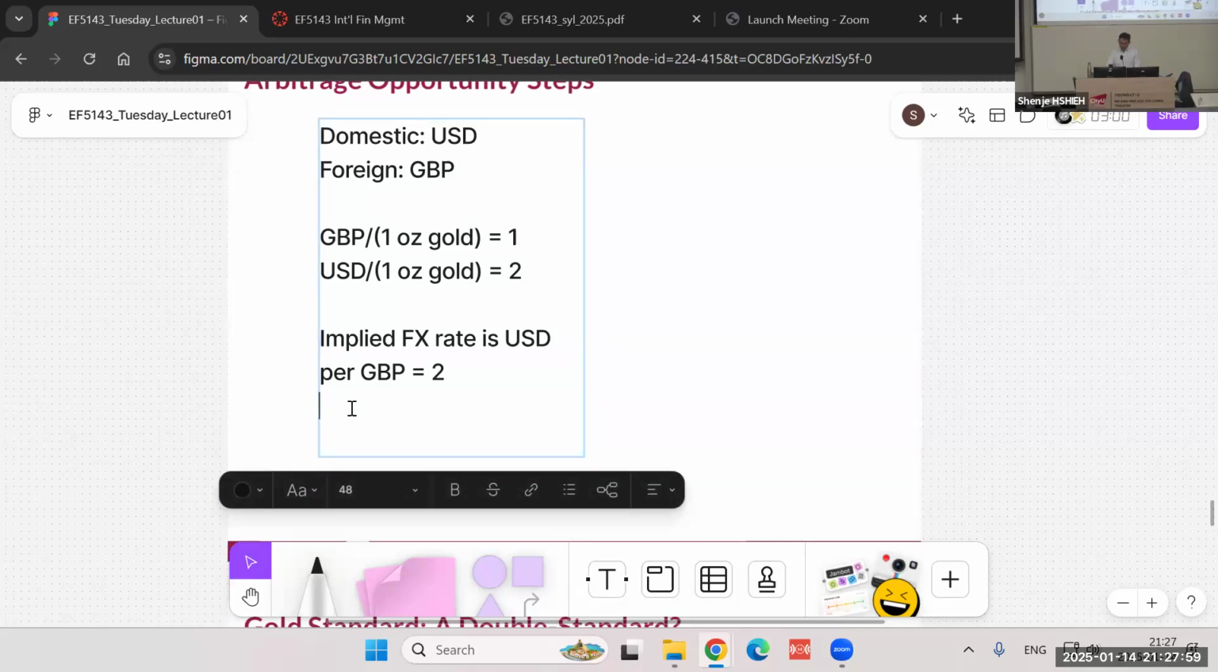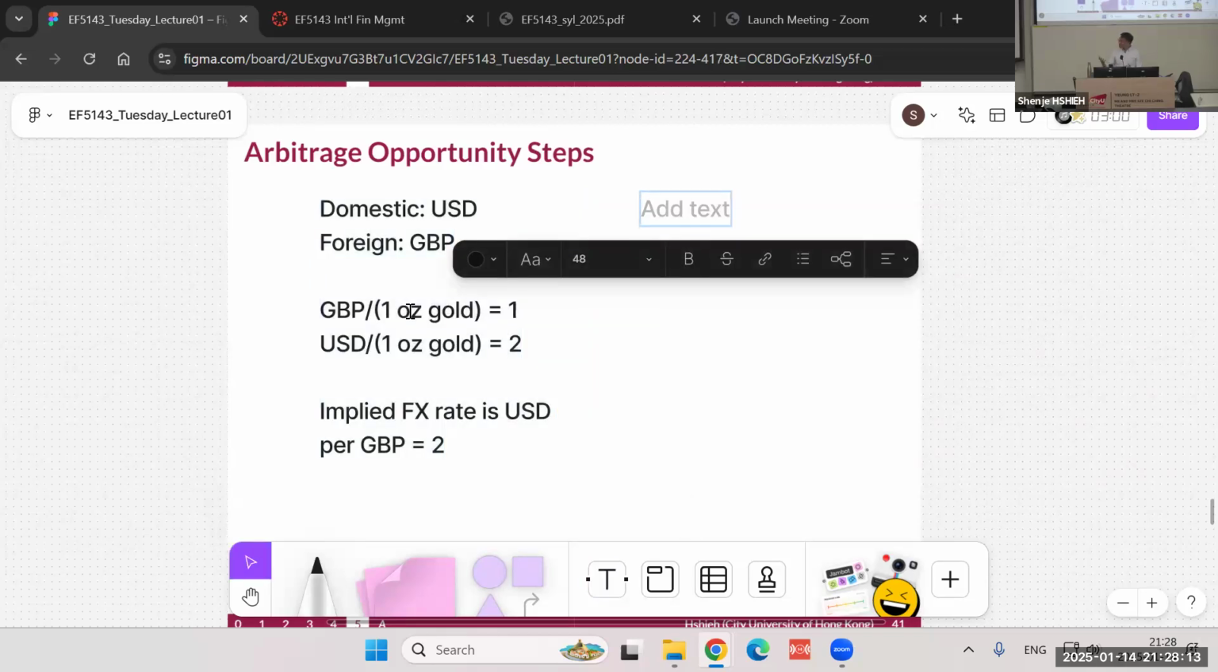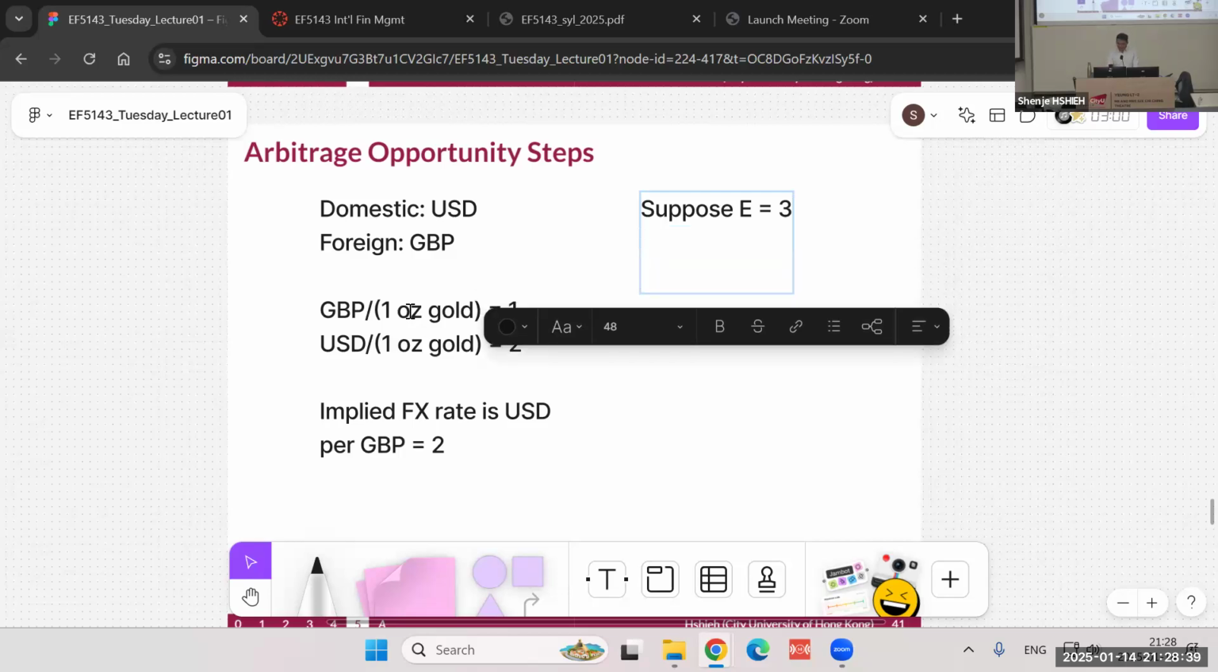So that means that if the price deviates away from 2, are there arbitrage profits? That's the question you should be asking yourself as financial practitioners. Is there a way to make something from nothing if the price deviates from this implied price? Of course, because 2 prices for the same thing definitely cannot exist. So let's suppose, for the sake of this example, the observed exchange rate between dollars and pounds is 3. Suppose what you observe in the FX market is 3. How do you make something from nothing?